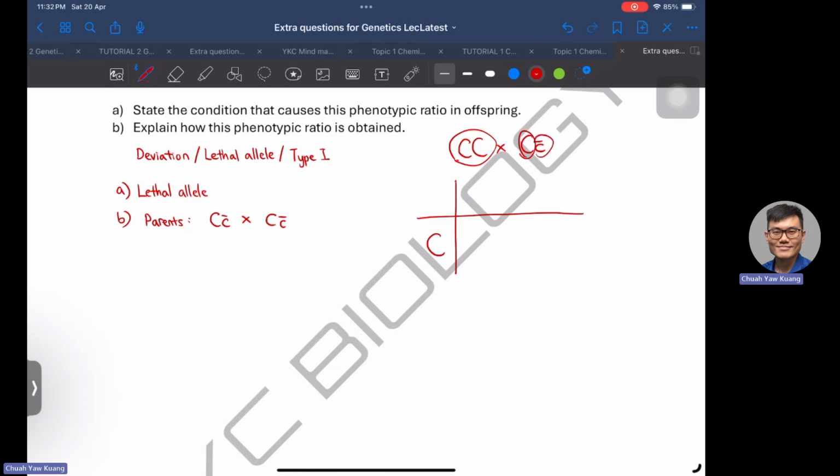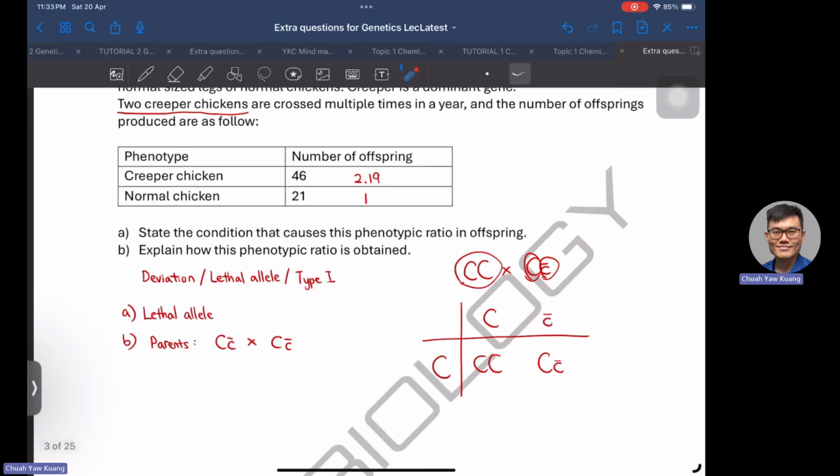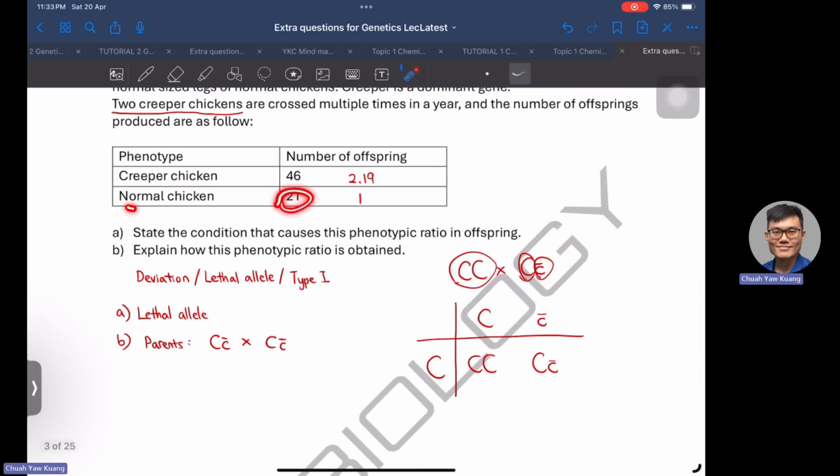This parent is going to produce two types of gamete, one big C and one small c. If you do the cross, you can see that all the offspring produced will be crippled chicken. None of them will be the normal chicken. If you look at the ratio here, there are 21 normal chicken. So if any of the parent is homozygous dominant, that is impossible. It's impossible to get the normal chicken here. So we can now confirm that it is impossible.